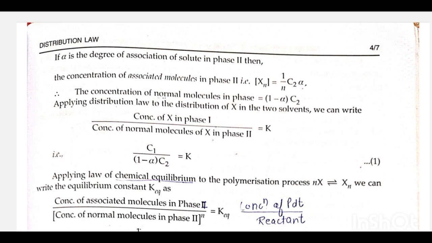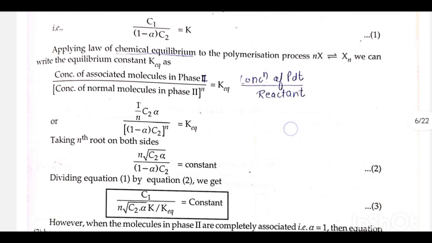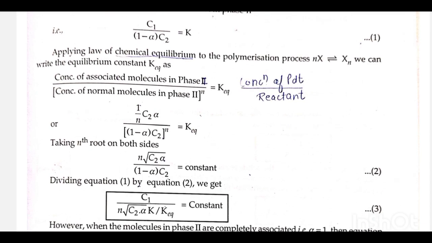Applying the distribution law to the distribution of X in the two solvents, we can write concentration of X in phase 1 upon concentration of normal molecule of X in phase 2 is equal to K. That is C1 upon 1 minus alpha into C2 is equal to K. Applying the law of chemical equilibrium to the polymerization process nX to Xn, we can write the equilibrium constant K equilibrium as concentration of associated molecule in phase 2 upon concentration of normal molecule in phase 2 whole power n is equal to K equilibrium. That is, 1 upon n C2 alpha upon 1 minus alpha C2 whole power n is equal to K equilibrium.